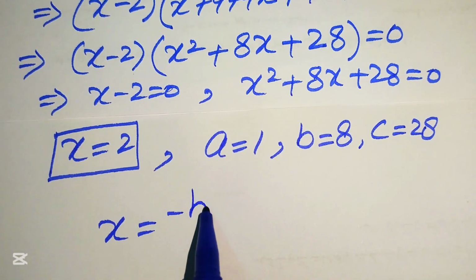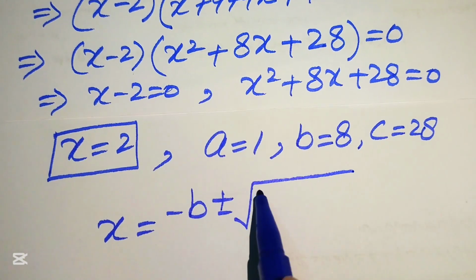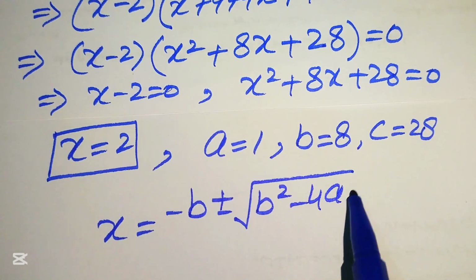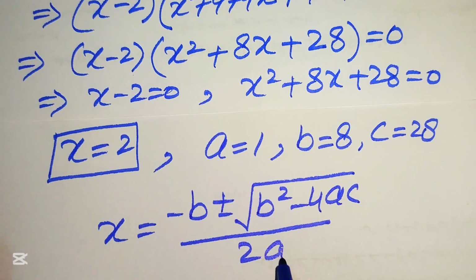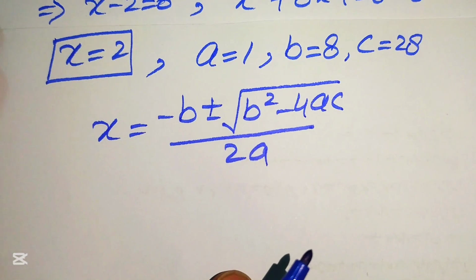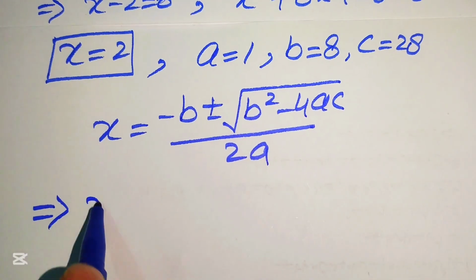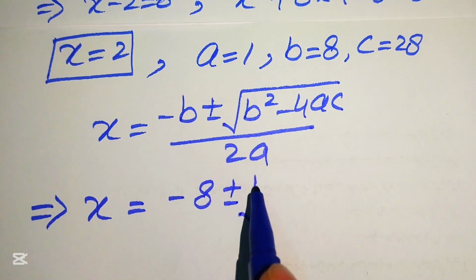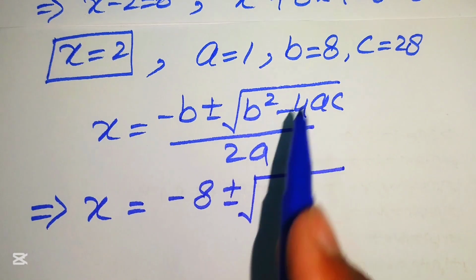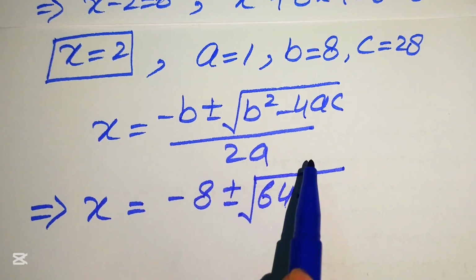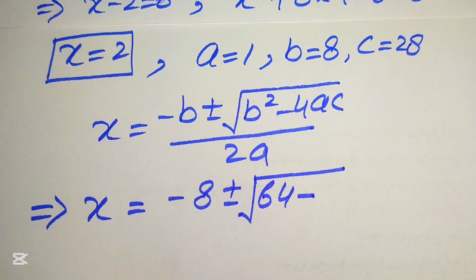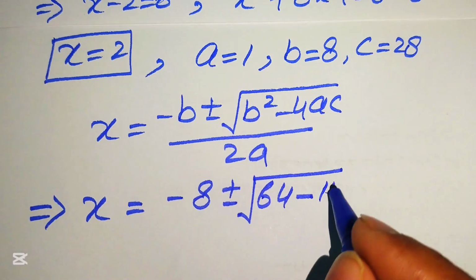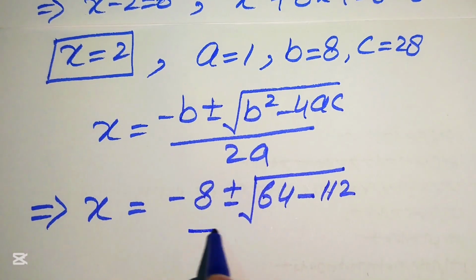It is stated as x equals minus b plus minus square root of b square minus 4ac, divided by 2a. So here we can put the values of a, b and c. The value of b is minus 8, plus minus square root of b square. b is 8 and 8 square becomes 64, minus 4 times 1 into 28. So here we need to multiply 4 times 28, and it equals 112, and it is divided by 2.